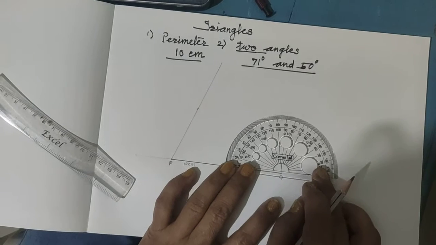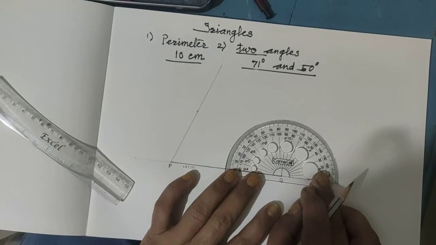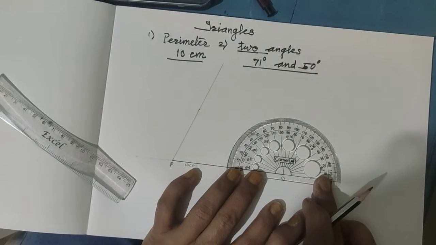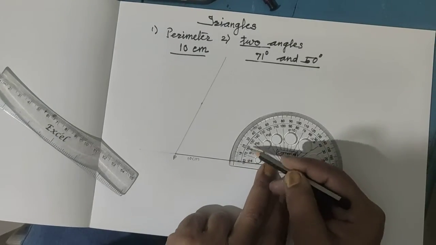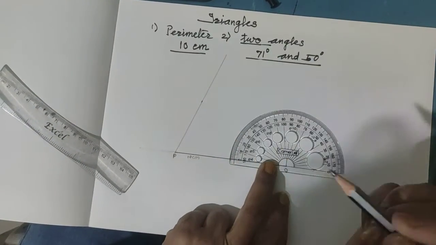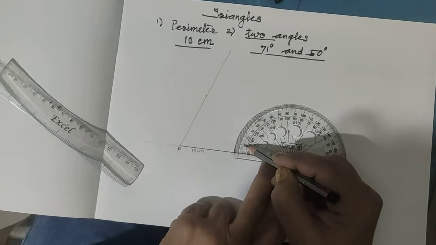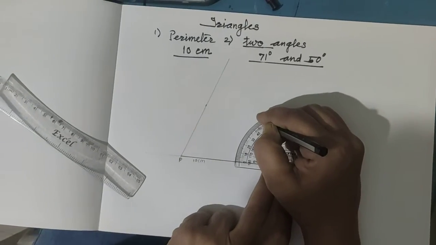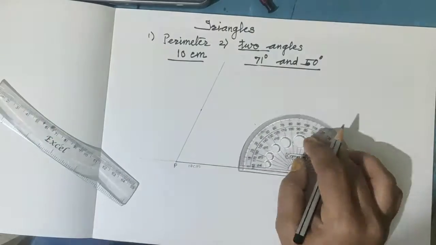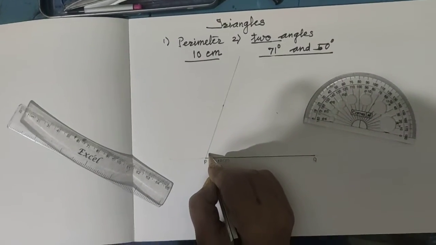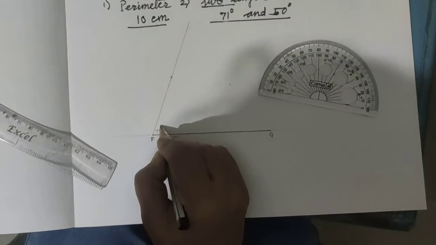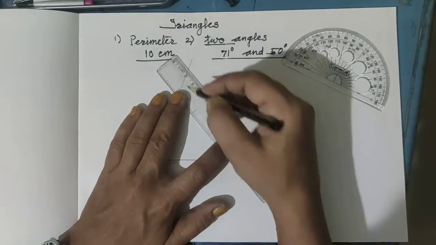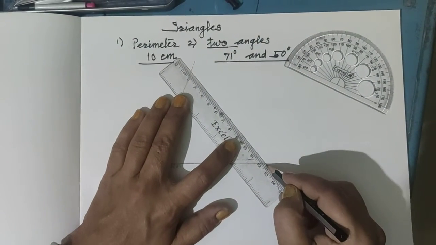So this point match this point only, and this line to our line. Now count from this side because the angle is facing this side only, the left side. 0, 10, 20, 30, 40 and 50. And this is 70. And this is 50. So try to join the previous line, check out the points.